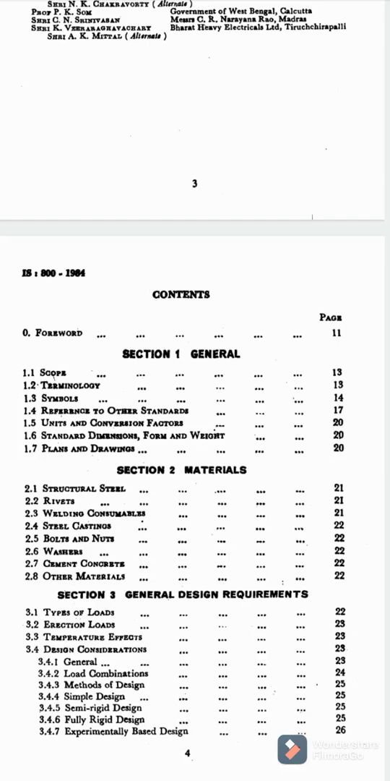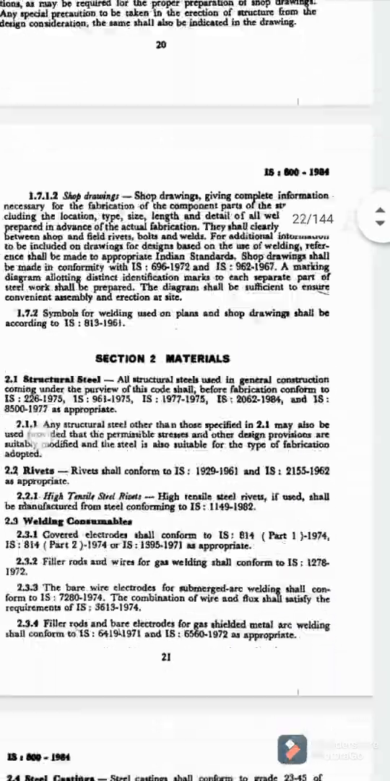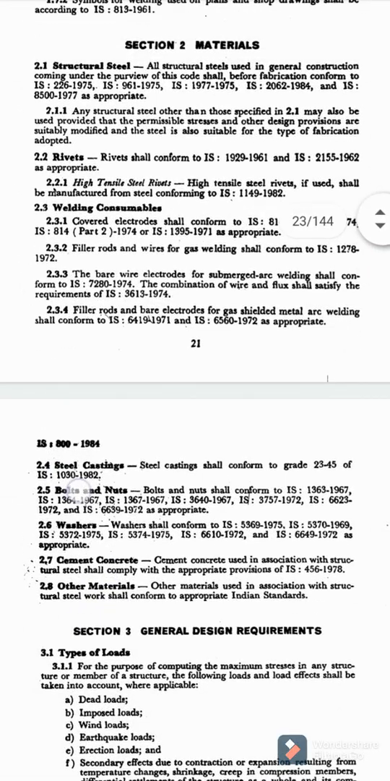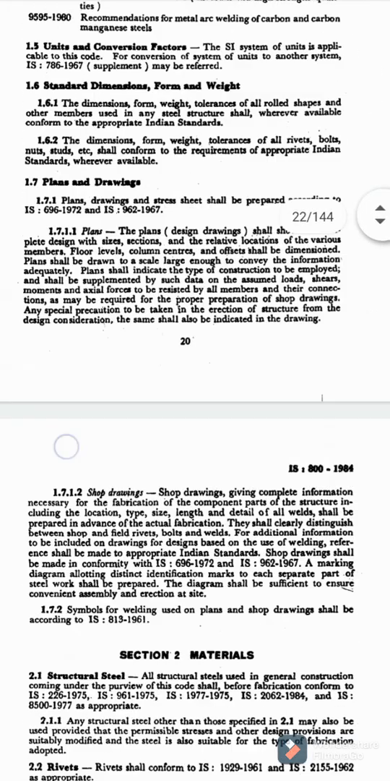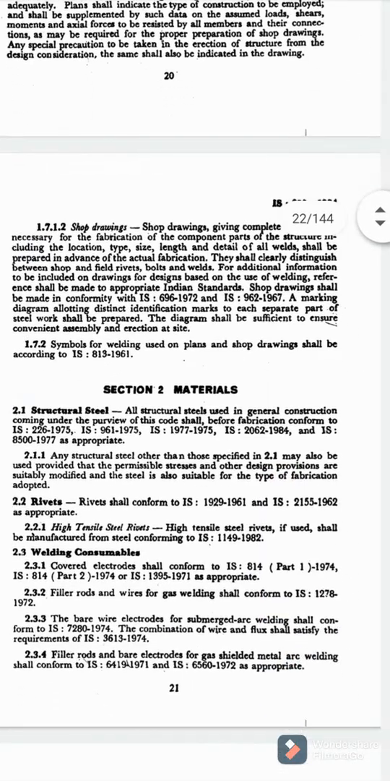We are going to find. So here IS code is referred to. Now let's discuss some important terms. Now let's start from the materials.